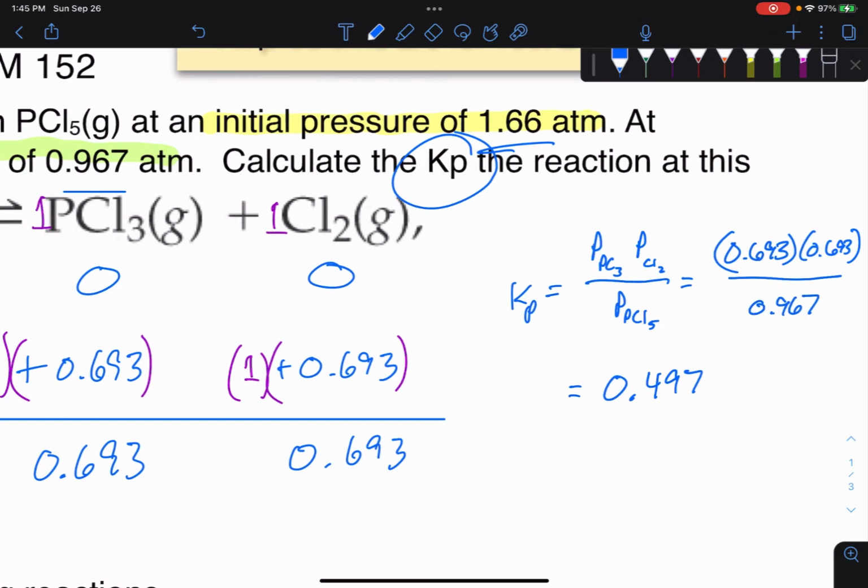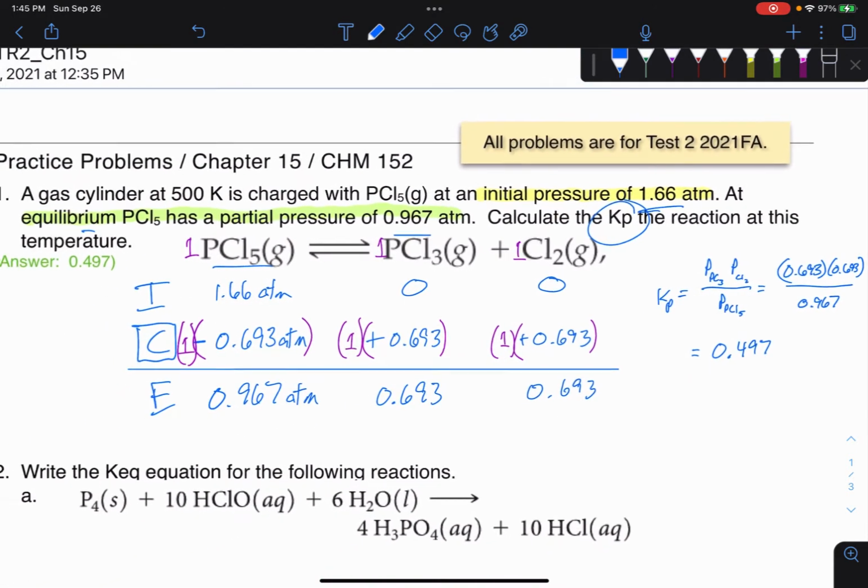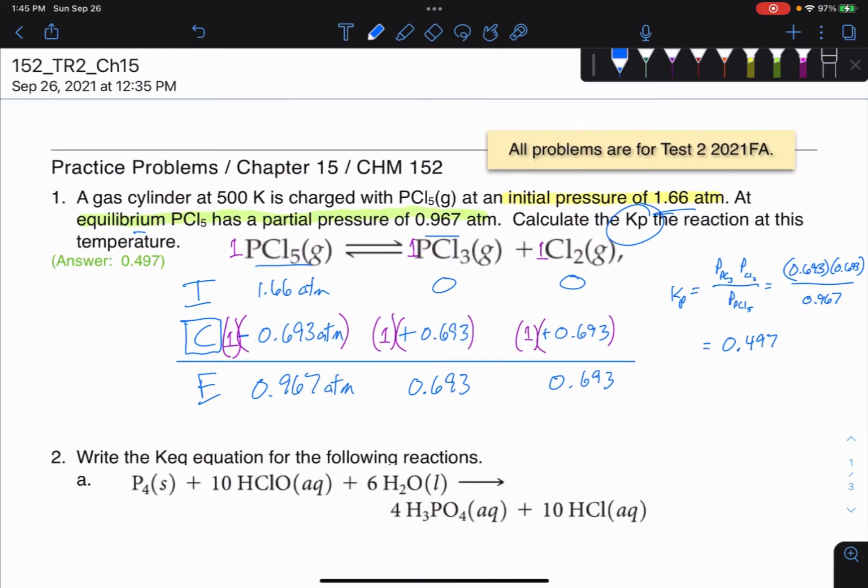It's telling us that, in some ways, this thing is fairly close to being equal on both sides. It really doesn't proceed very far forward at all. Certainly, the products are not favored in this particular example.